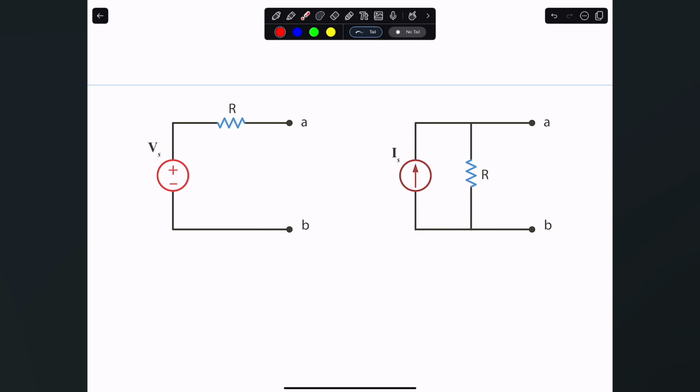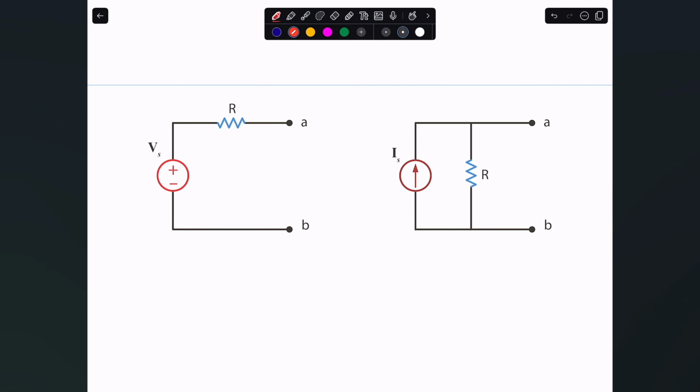Well, the first one is a voltage source connected in series with a resistor. Source transformation tells me that it's equivalent to, or can be converted to, a current source connected to the same resistor in parallel. Frankly speaking, it's both ways. If you happen to have a current source connected in parallel with a resistor, you can convert it to a voltage source that is connected to the same resistor in series.